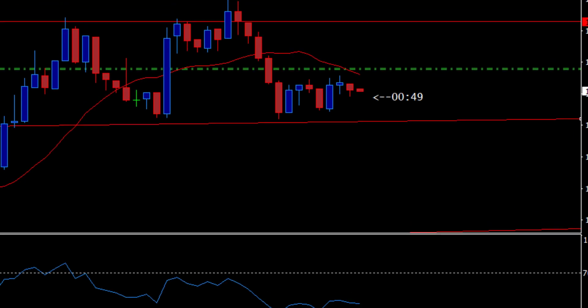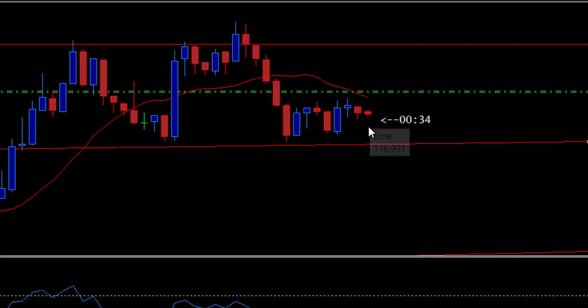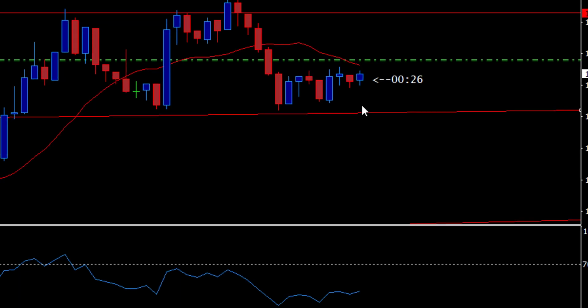All right, let's pause and see what it does. Like I said, ideally right here. I don't think that it's gonna break, but between here and here is where the entry's at. So let's, there we go. So we are negative 32.